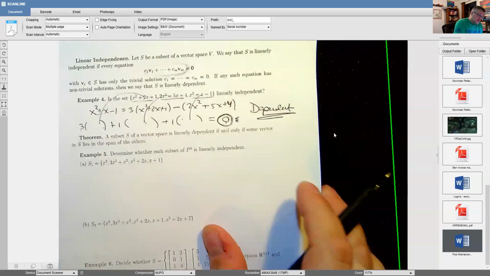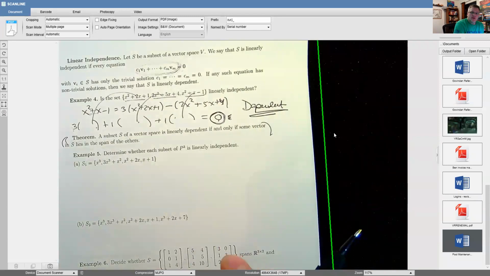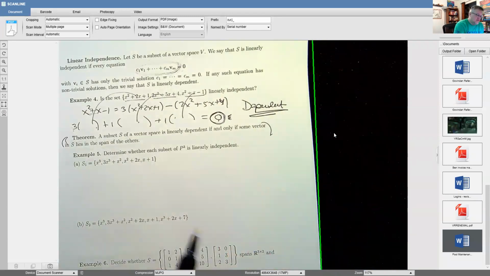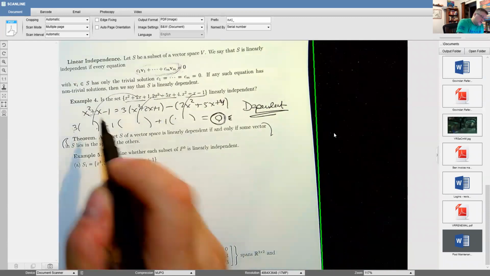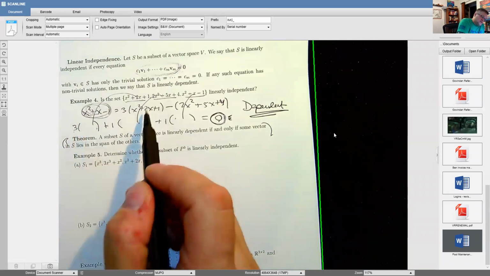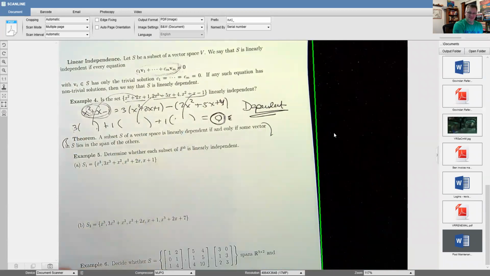Okay, and so this is kind of a consequence of that. We know that a subset of a vector space is linearly dependent if and only if one of the vectors in S is in the span of the others. We already proved this in example 3. We showed that this one belonged to the span of those two vectors, and so that's what built the dependence in.